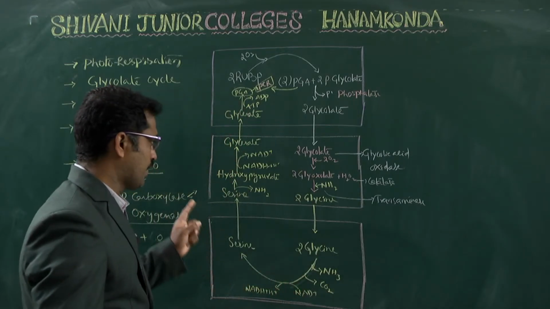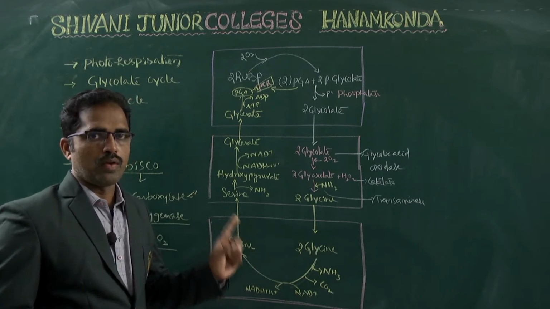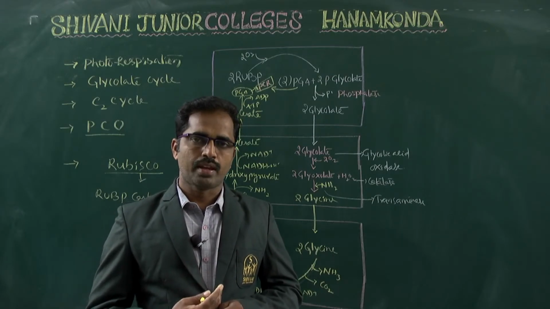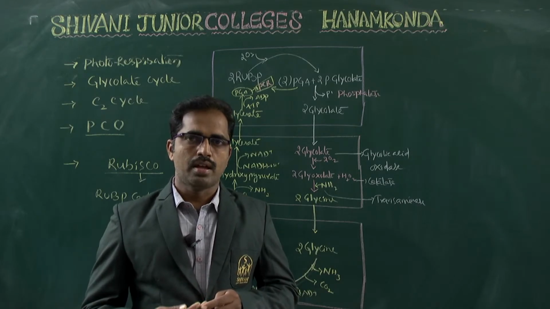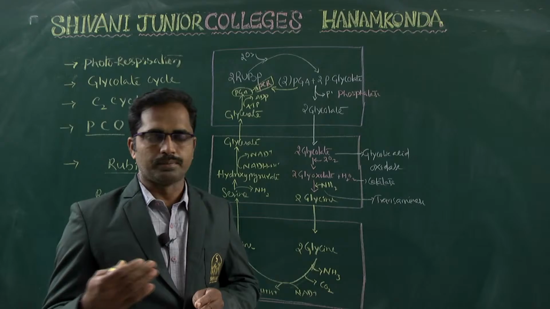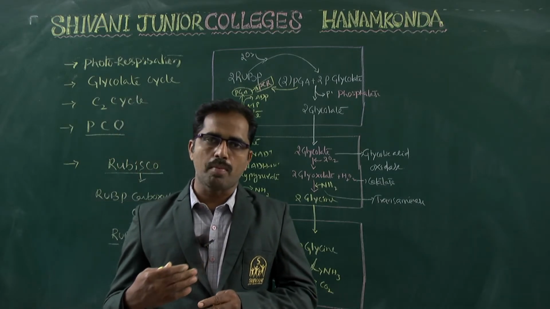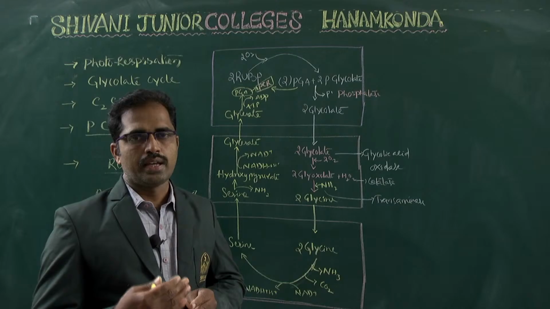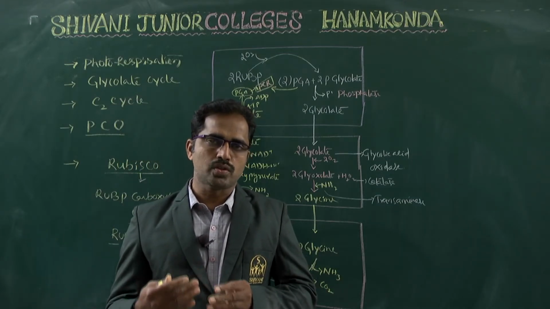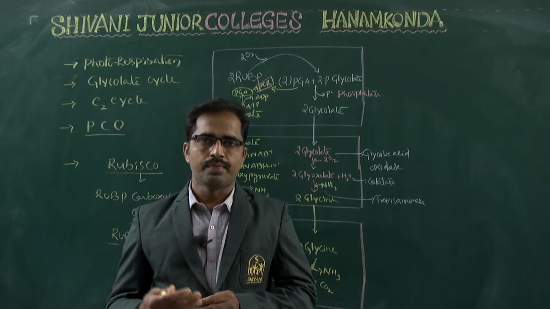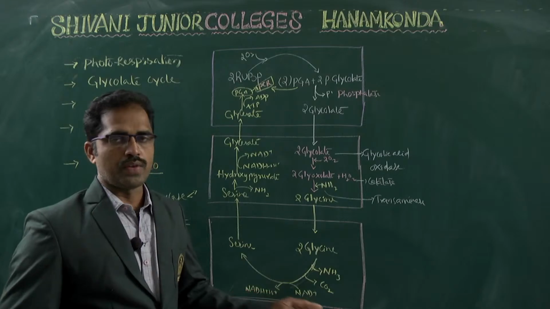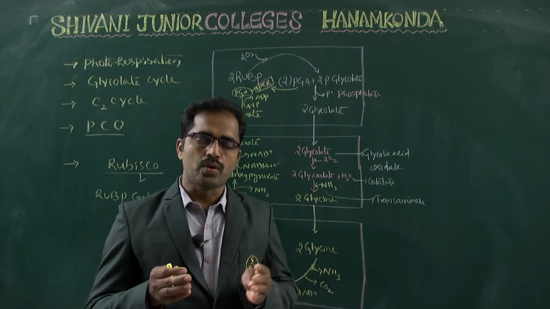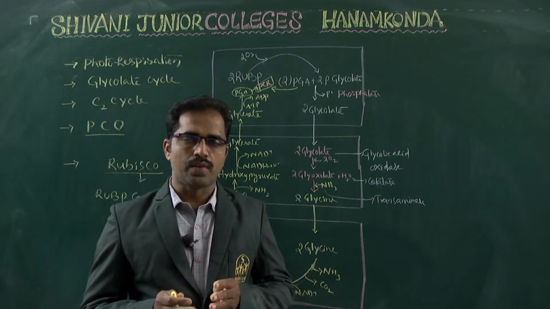In C4 plants, photorespiration is completely absent, because in C4 plants there are two types of cells, mesophyll and bundle sheath cells. In bundle sheath cells, malic acid undergoes decarboxylation. There is continuous decarboxylation, so a high amount of carbon dioxide is released at the region of Rubisco. So there is no problem; because of the high amount of CO2, the C3 cycle continues in C4 plants. There is no oxygen concentration actually, so photorespiration is completely absent in C4 plants.